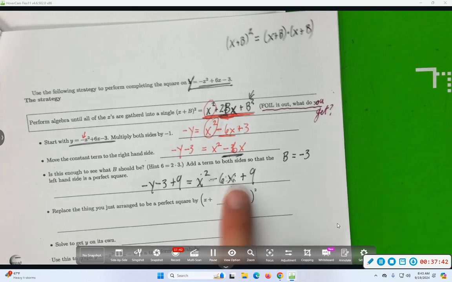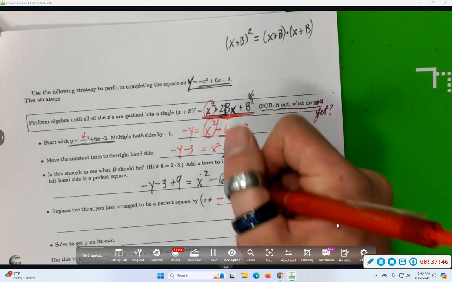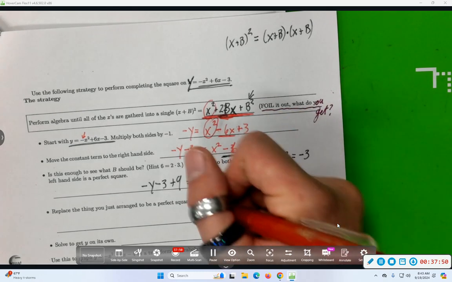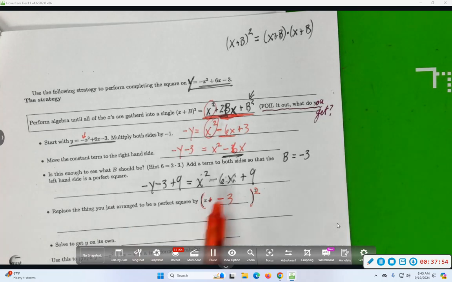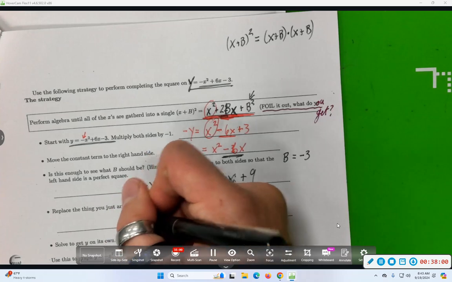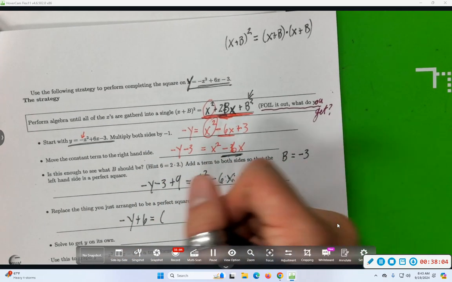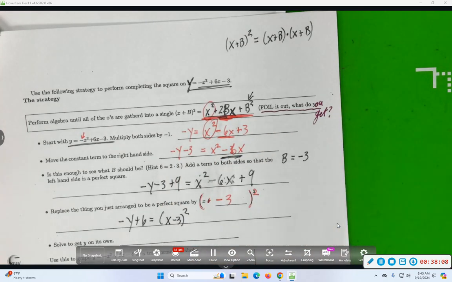So the stuff on the right, I can write that as x minus, you told me b was 3 already, so minus 3 quantity squared. So I can replace the thing on the right-hand side with that perfect square to get minus y plus 6 equals x minus 3 quantity squared. Seem okay so far?